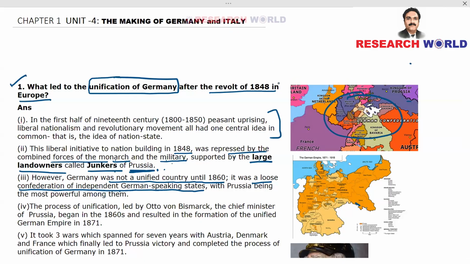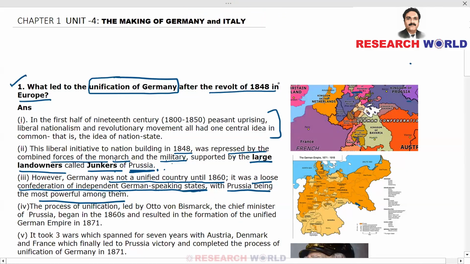Okay, so these were just geographical places. They were all kingdoms and they were independent of themselves, but they were all unified by the common language, German, and therefore they were loose confederations, not an independent nation. Okay, so it was a loose confederation of independent German-speaking states, with Prussia being the most powerful among them.